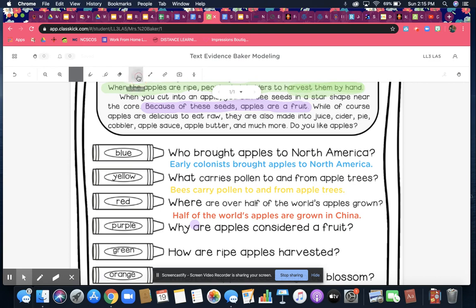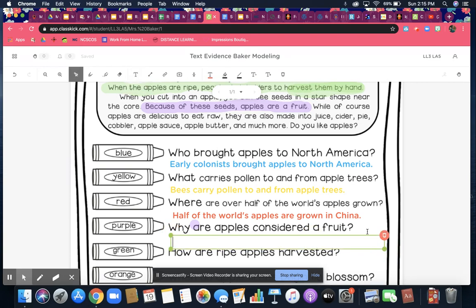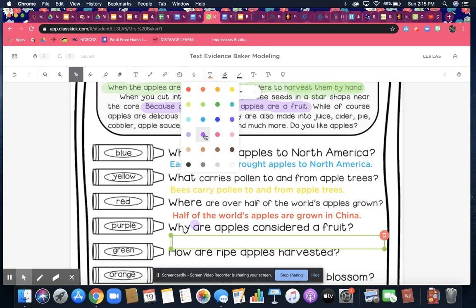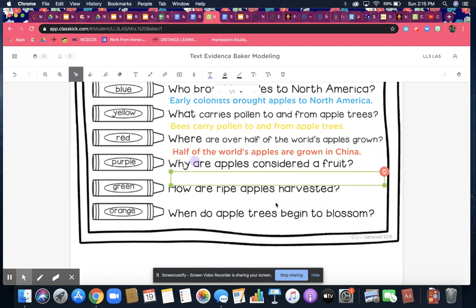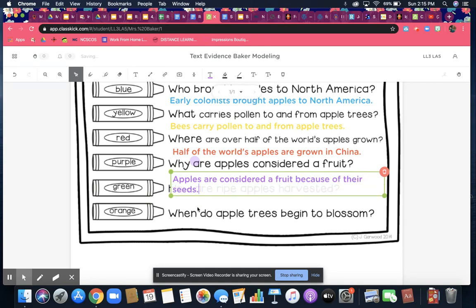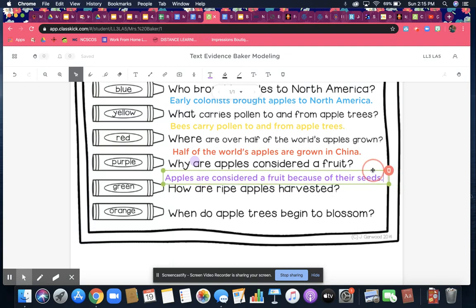Okay, your next one's going to be purple. We're going to go back to that purple. Why are apples considered a fruit? You see right here, because of these seeds, apples are a fruit. So restate it. Apples are considered a fruit because of their seeds. Make that a little bit longer, that way it doesn't go off.